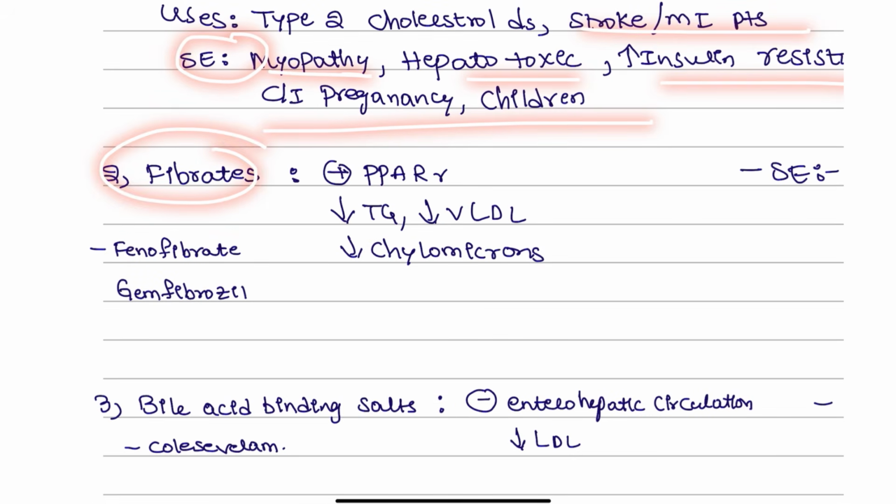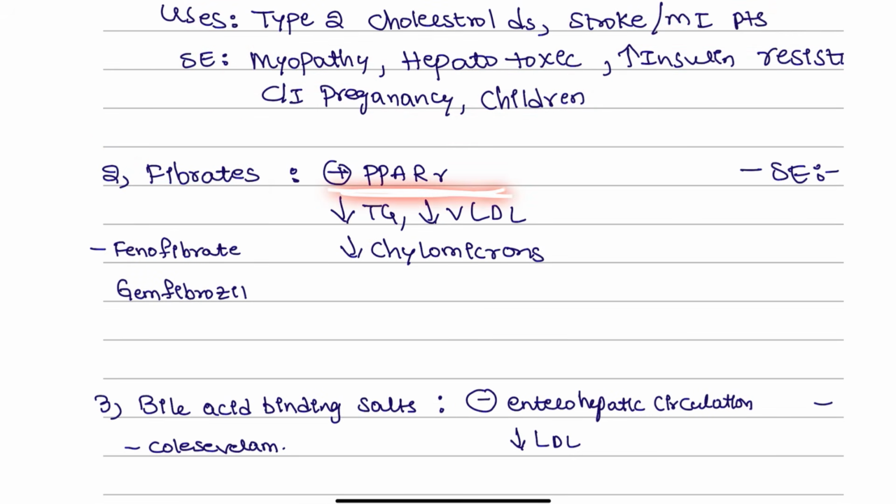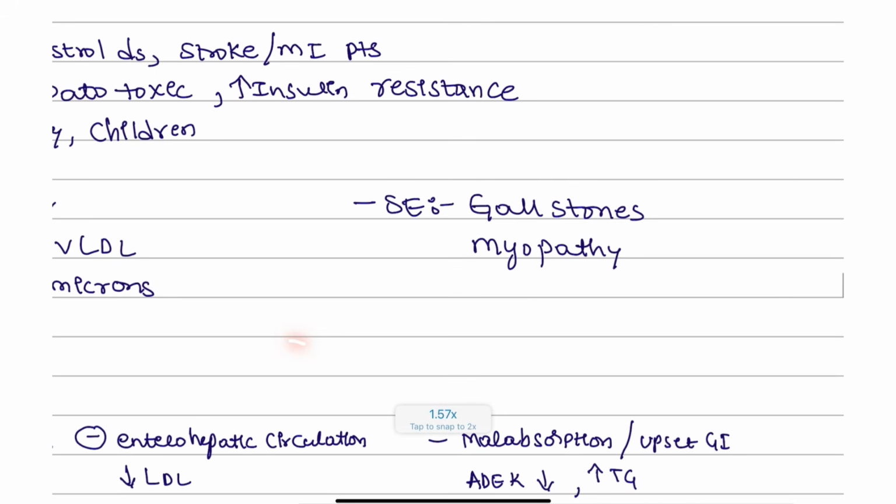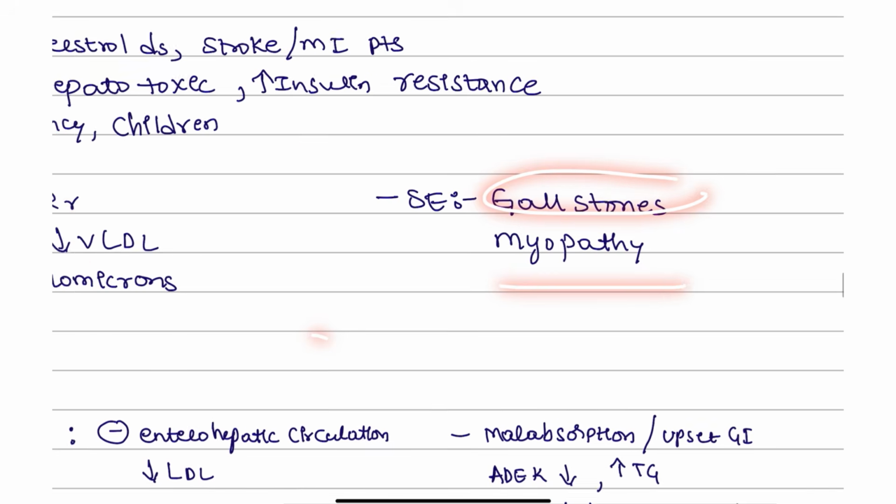Another classification, fibrates. It is going to increase the PPAR gamma activity. So decrease the triglycerides, decrease the VLDL and the chylomicrons. So fenofibrate, gemfibrozil, these are the drugs. Side effects are gallstones and the myopathy.